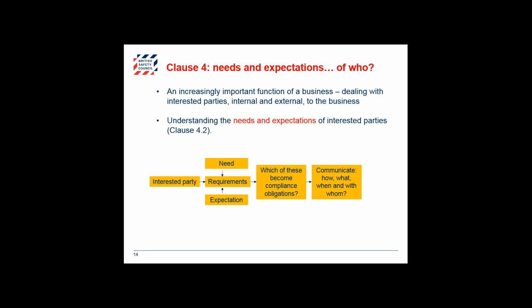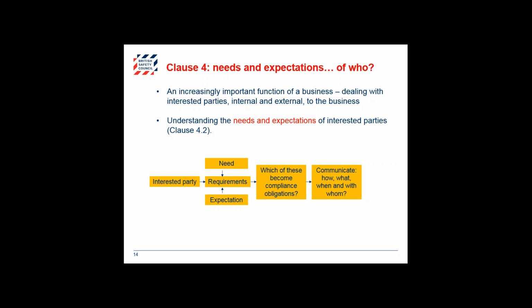Within the new version of ISO 14001, there are, I won't say significantly more, but certainly a number of areas where there are cross-linkages between different elements of the standard. So for example, in this particular case, interested parties' needs and expectations is 4.2. Which of these can become compliance obligations is an explicit reference to another part of the standard, 6.1.3, of identifying what your compliance obligations are.